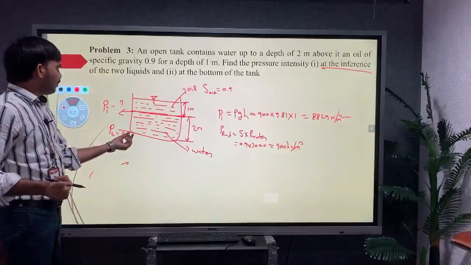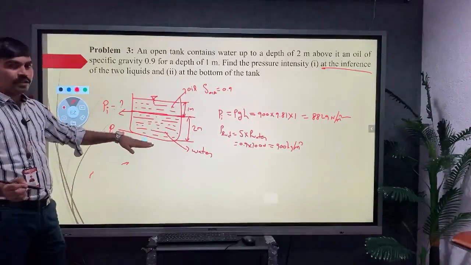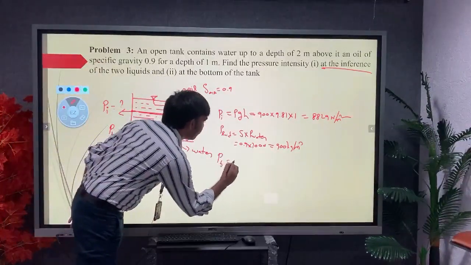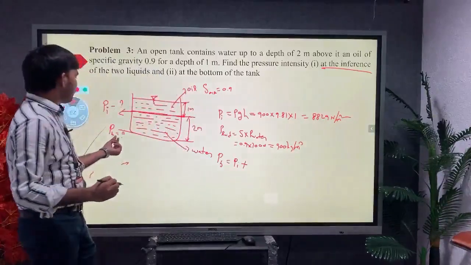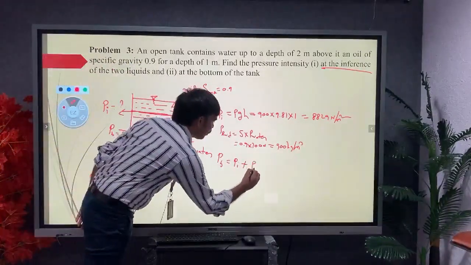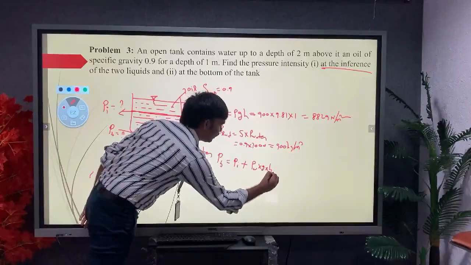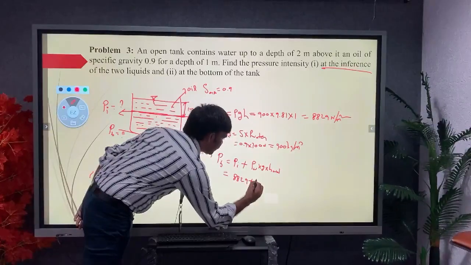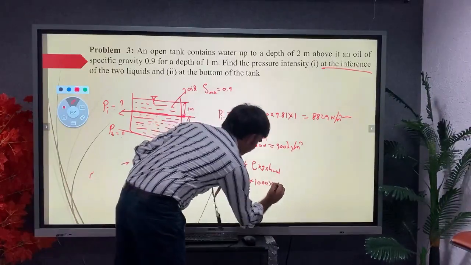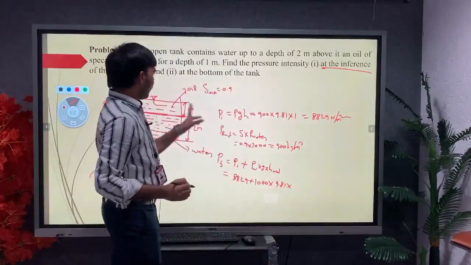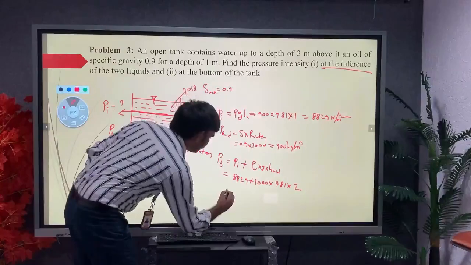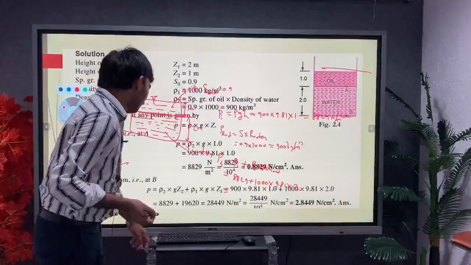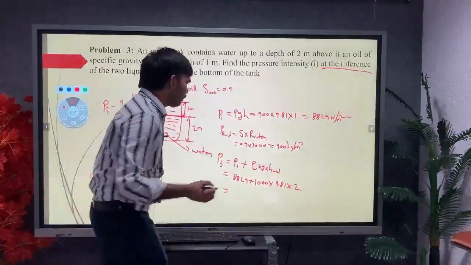Now we need to find the pressure at the bottom. Pressure at the bottom means total pressure: the pressure intensity at the top plus the pressure created by the water, that means rho water into g into head of the water. That means 8829 plus density of the water 1000 into 9.81 into head of the water 2 meters. So you will get the pressure at the bottom, which is around 28,449 Newton per meter square.